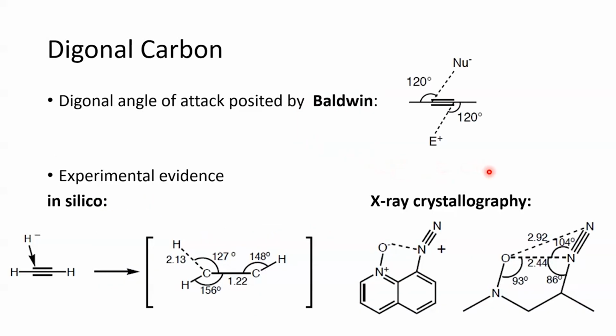Now, the angle of attack argument posited by Baldwin, there was a reason why he put an asterisk on that. There has since been experimental evidence, both using computational chemistry as well as X-ray crystallography, that's shown that this 120-degree angle of approach of the nucleophile and of the leaving group leaving is not actually what you see experimentally.